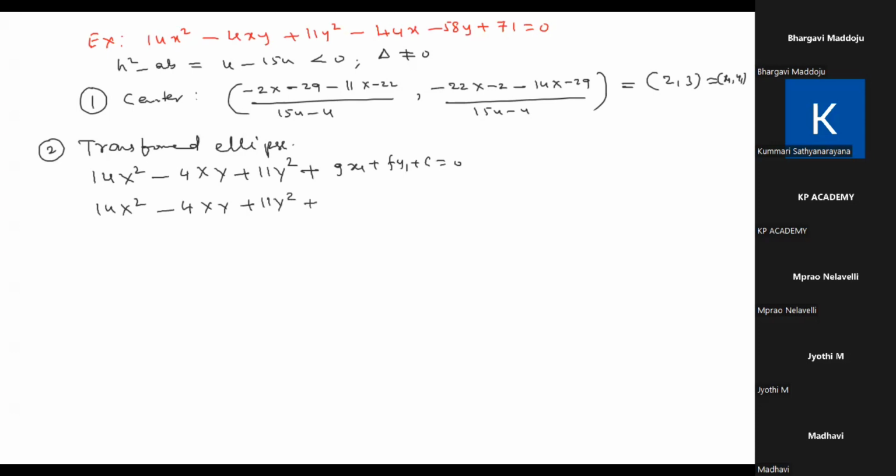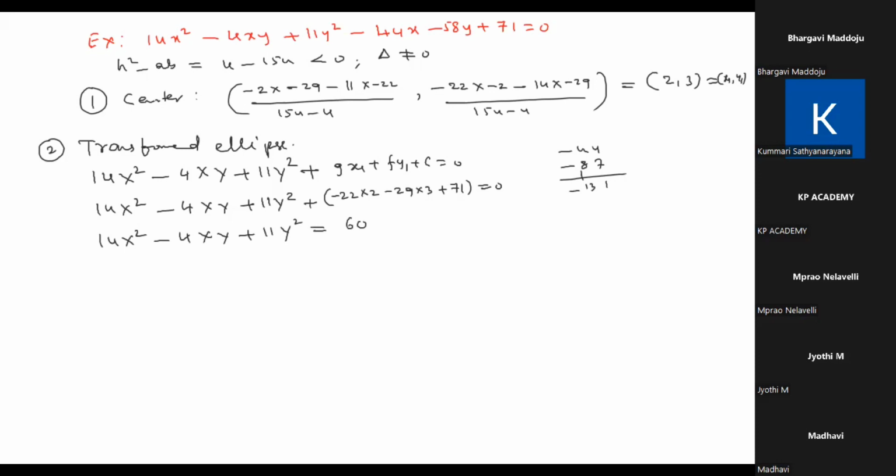G is how much here? Minus 22. X1 is 2, the center. F is minus 29. Y1 is how much? 3. C is how much? 71, right? So what will we get? This becomes minus 44 minus 87, and 71. So minus 60. That means 14x square minus 4xy plus 11y square is equal to 60.